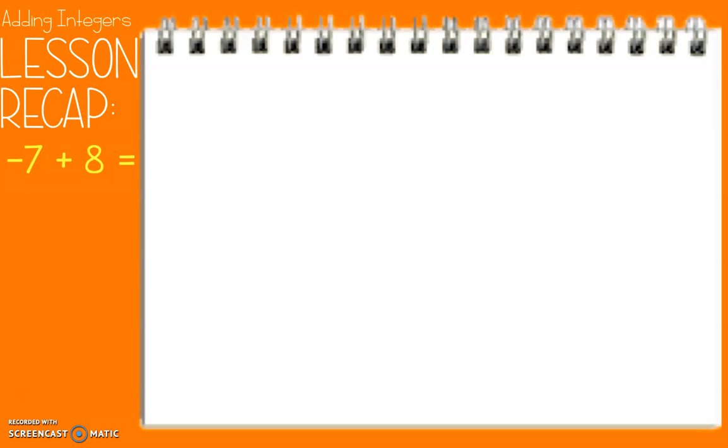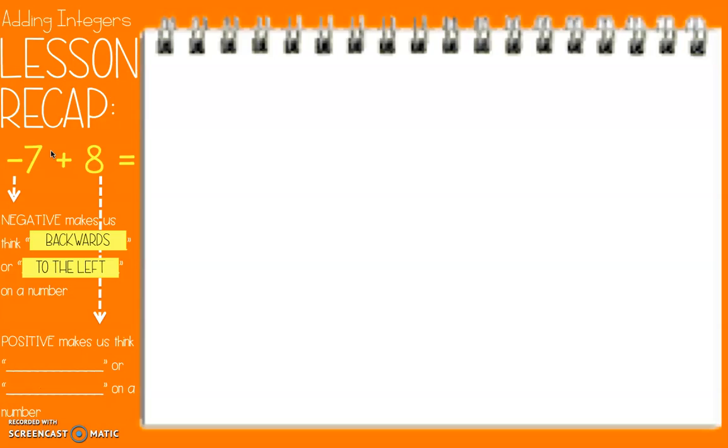So a couple things that we need to remember is anytime that we see these negative signs on the number line, that tells us that we need to think backwards, like we're going backwards on the number line, or to the left. Anytime we see our positive signs, that tells us that we're going to be moving forwards, or that we're going to go to the right.